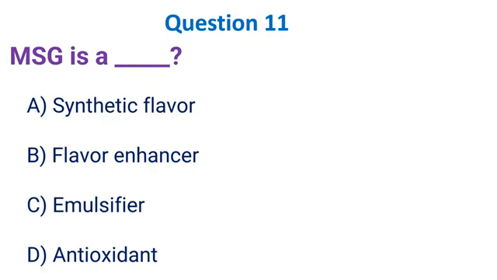Question number 11. MSG is dash. Options are option A synthetic flavor, option B flavor enhancer, option C emulsifier, option D antioxidant. And the correct answer is option B flavor enhancer. MSG is also called as monosodium glutamate. It enhances the flavor when added to canned foods, restaurant foods, etc. And it gives an umami taste.